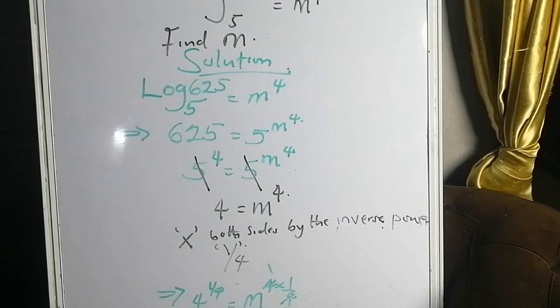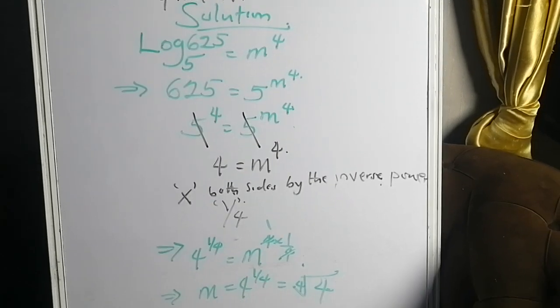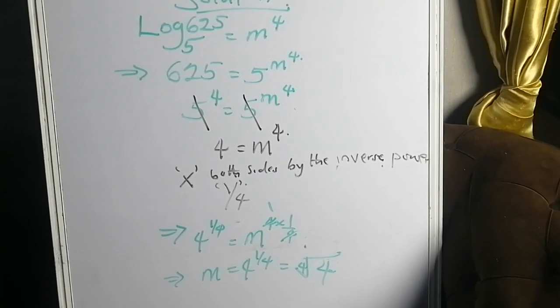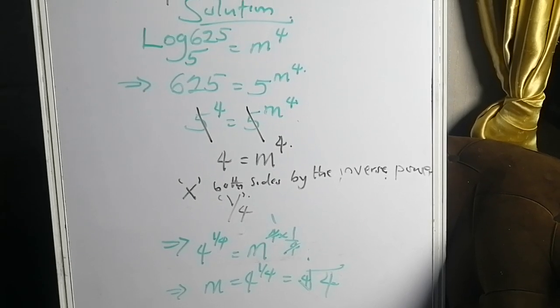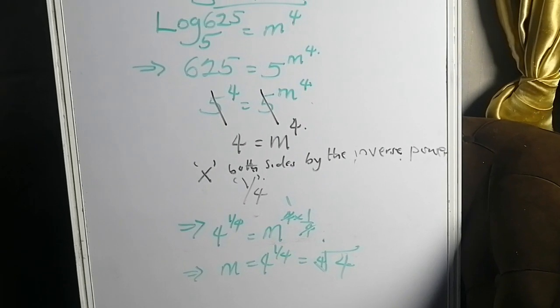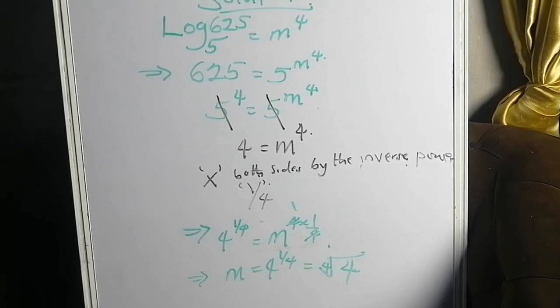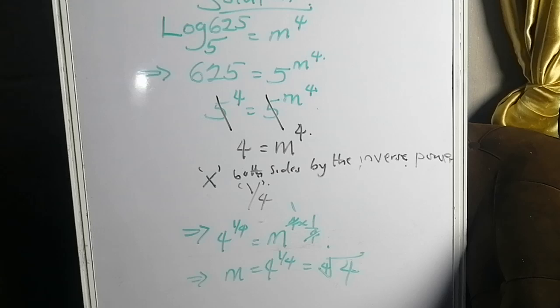The question I need to ask myself is whether there is anything I can do here to simplify the fourth root of 4 further. There is nothing I can do to simplify 4 further, so the answer is the fourth root of 4. Let's assume it were a square root of 4; then I could go ahead and have 2 times 2. So the value of m here is the fourth root of 4, or 4 raised to power 1 over 4.